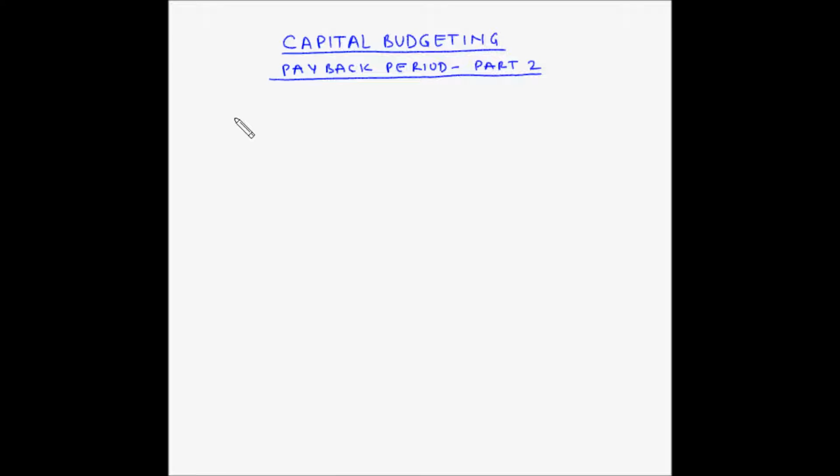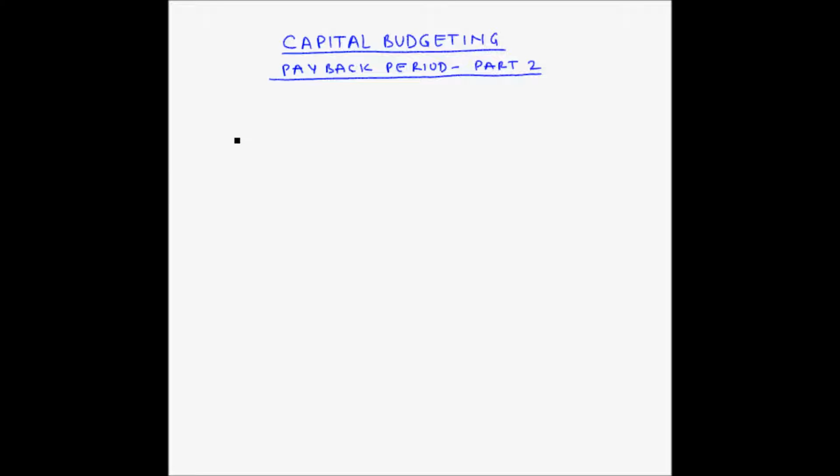Welcome to part 2 of the videos for payback period. When evaluating multiple projects, the payback period method gives the highest ranking to the project which has the shortest payback period and lowest ranking to the project with the highest payback period.